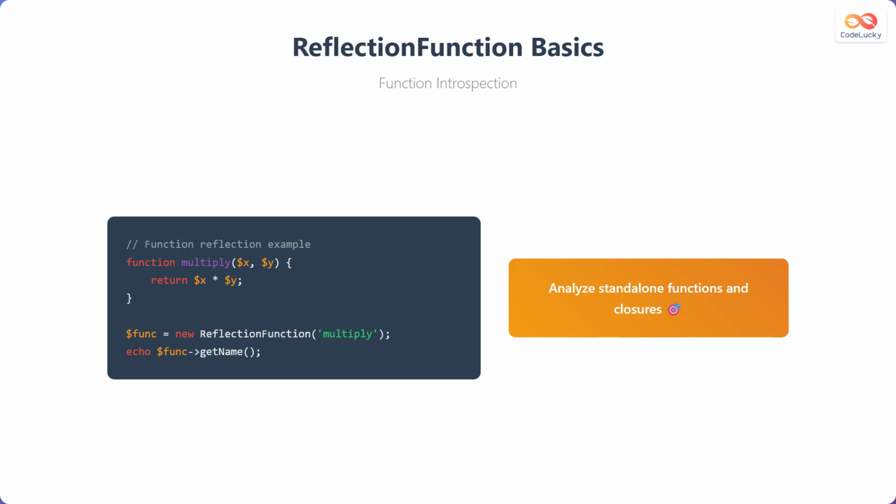Now let's explore ReflectionFunction basics. ReflectionFunction allows you to analyze standalone functions and closures. The code block shows a simple multiply function. Using ReflectionFunction, we can get the function's name, determine its parameters, and invoke it dynamically. This tool is useful for analyzing and manipulating functions at runtime.